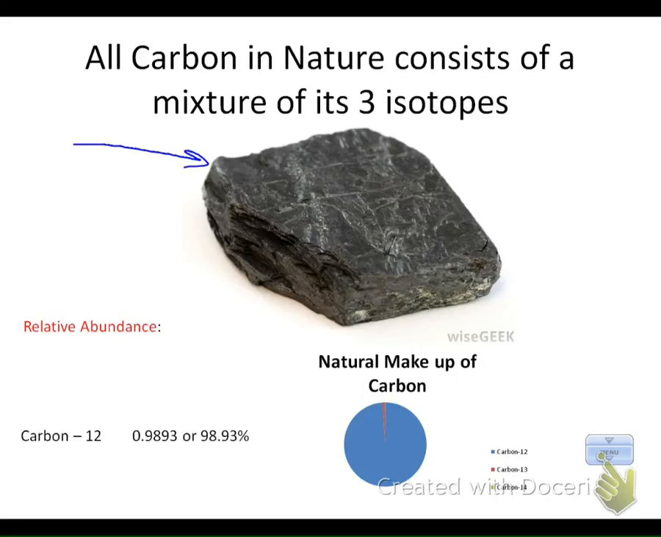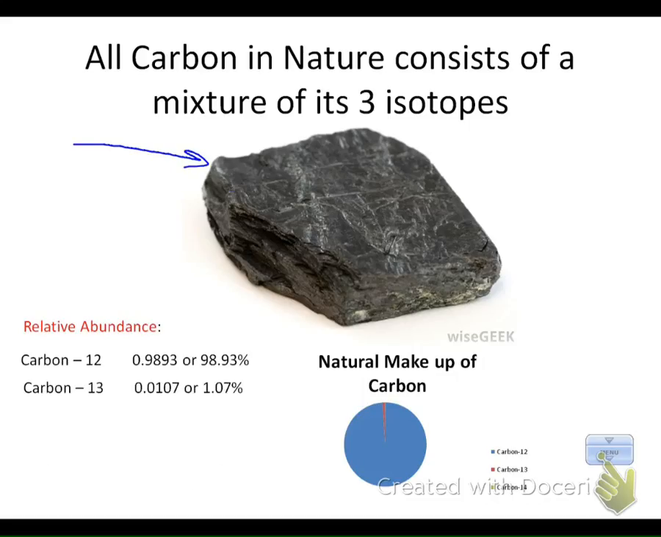When I have a lump of coal, most of it is carbon-12. 99% of it has 6 protons and 6 neutrons. But you'll see roughly 1% of the atoms in this lump of coal will be carbon-13. 6 protons, but now there's 7 neutrons. Chemically, it doesn't change anything. It's just physically, these carbon atoms are a little heavier.